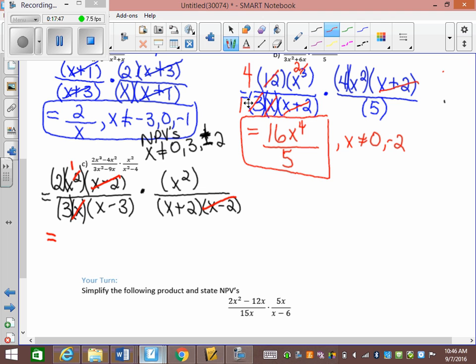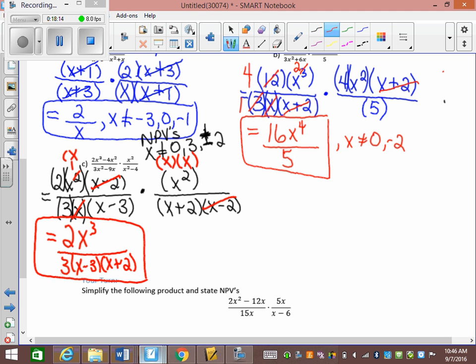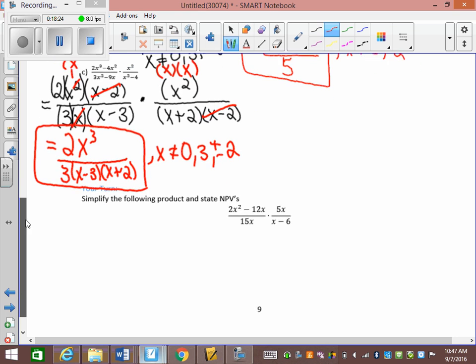So on the top, I'm left with a 2, and then an x and an x squared. That's 1 x and 2 more x's, right? So technically, x cubed, because you could write this as x, and this is x and x. So that's actually 3 x's, right? That's how I get the x cubed. And on the bottom, 3, x minus 3 still there, x plus 2 still there. Doesn't get any nicer. That is it. That is all. Don't try to make it prettier. And if you wanted to, you could say x can't equal 0, 3, plus or minus 2. Okay? Try this one if you haven't.